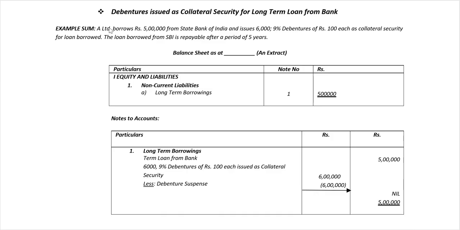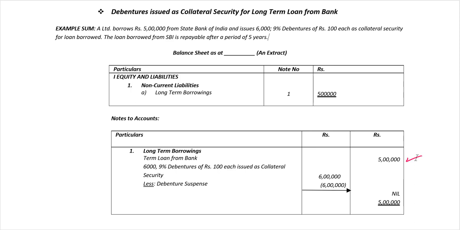Let's check out the treatment in the balance sheet for debentures issued as collateral security, assuming it's a long-term loan from the bank. So in our example sum, A Limited borrows rupees 5 lakh from State Bank of India and issues 6,000 9% debentures of rupees 100 each as collateral security for the loan which has been borrowed. Now the loan borrowed from SBI is repayable only after a period of 5 years. So the loan is a long-term borrowing. Now in our note to accounts, which we will prepare after leaving space for the balance sheet extract, we will write 1 long-term borrowings. The term loan borrowed from bank is rupees 5 lakh.